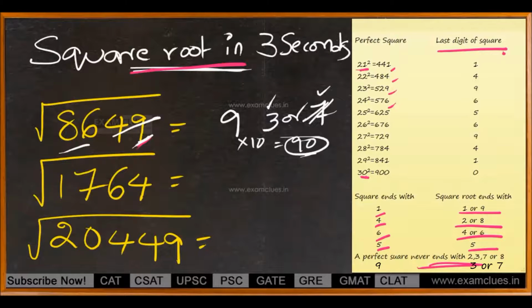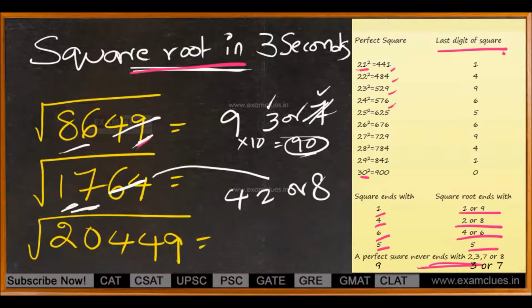Now let me explain with another example. This is ending with 4, so the answer should end with 2 or 8. Cancel the last 2 digits. Now 17. 4 squared is just less than 17. So 42 or 48. In that case, 4 into 5 is 20. 20 is more than 17. So the answer should be 42.